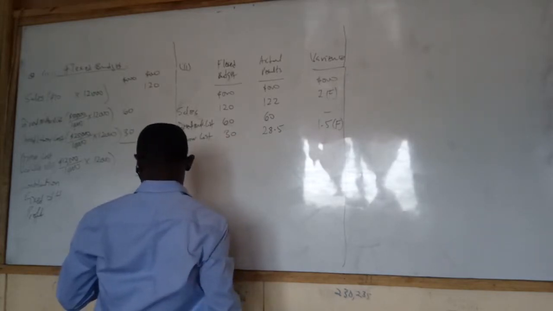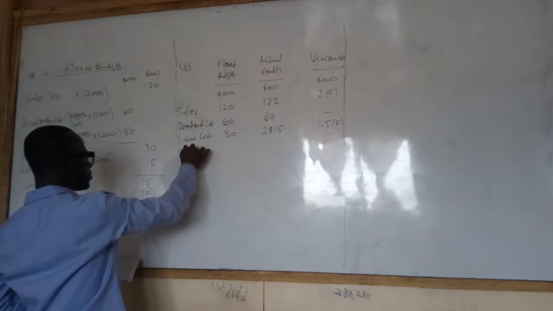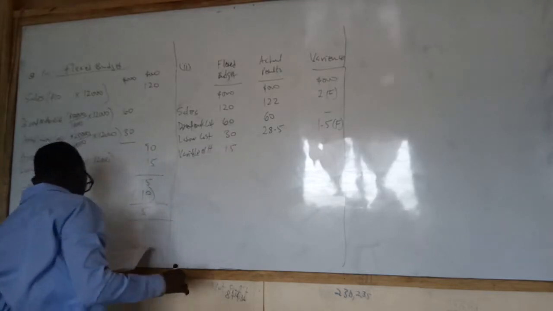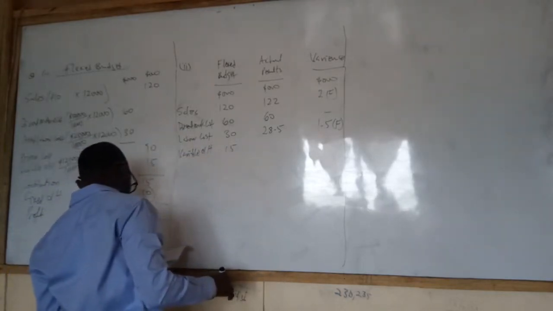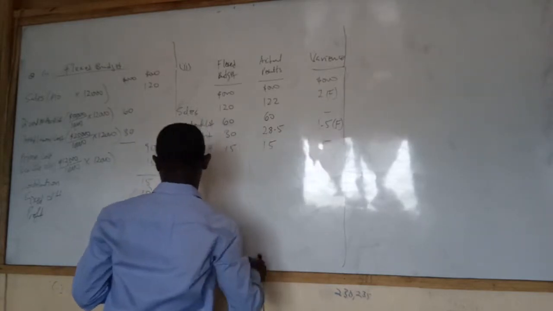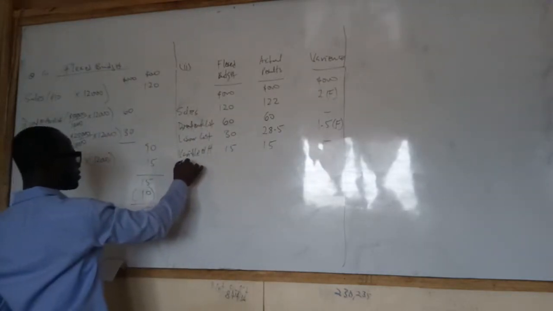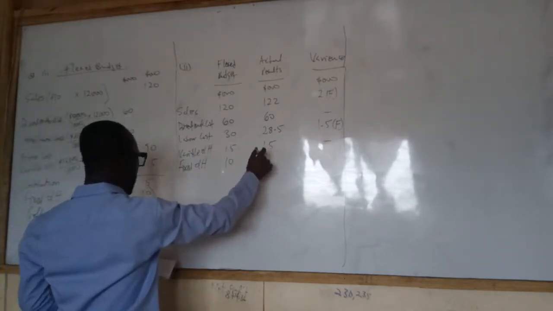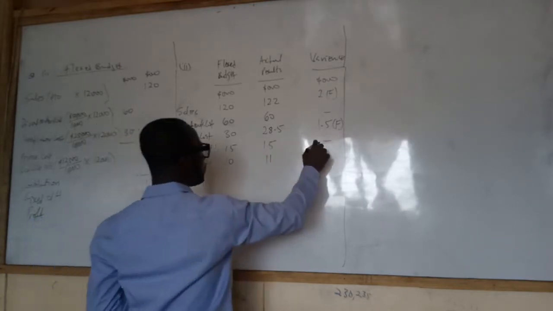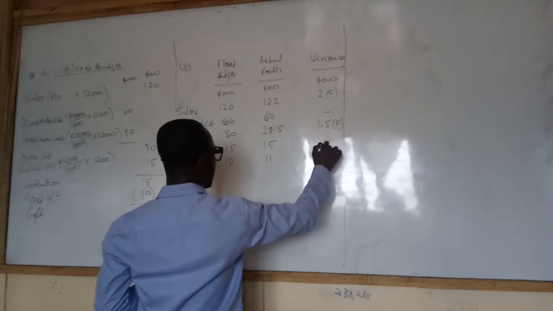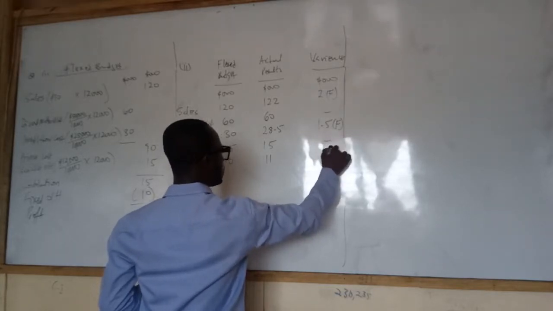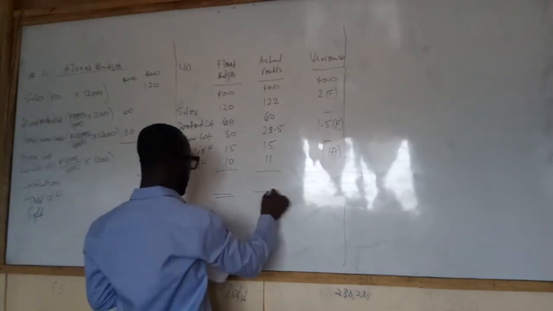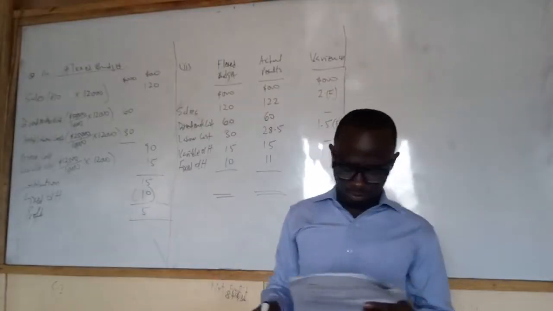Next item, variable overhead. Flex is what? 15. Actual, also 15. So no variance. Then the next one, fixed overhead. Flex is still 10. But the actual gives an adverse of 1. Adverse. So there you go. We're done. That's 9 out of 10 marks.